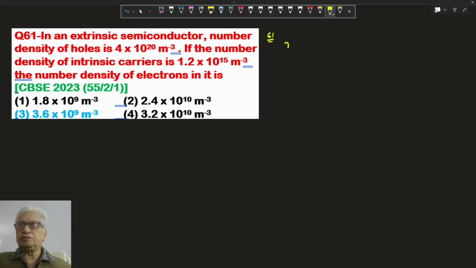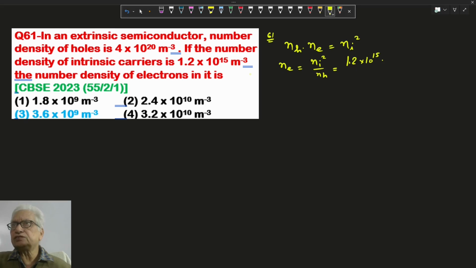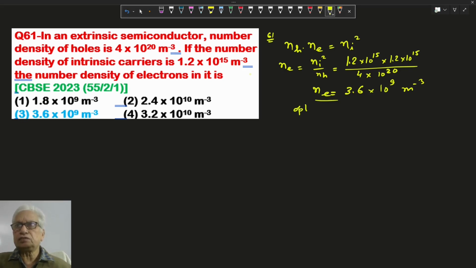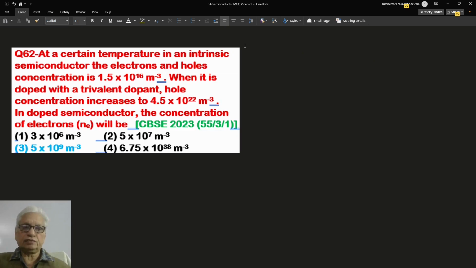So in this question we know Nh Ne equals Ni squared: hole concentration, electron concentration, and Ni meaning intrinsic concentration. Here we have to find Ne, the electron concentration, which is given by this. Here Ni is given as 1.2 into 10 to the power 15, squared, so 1.2 into 10 to the power 15 squared upon the hole concentration 4 into 10 to the power 20. Solving it, it comes 3.6 into 10 to the power 9 as the electron concentration. So option 3 is correct. Hello, in this question also the same thing.